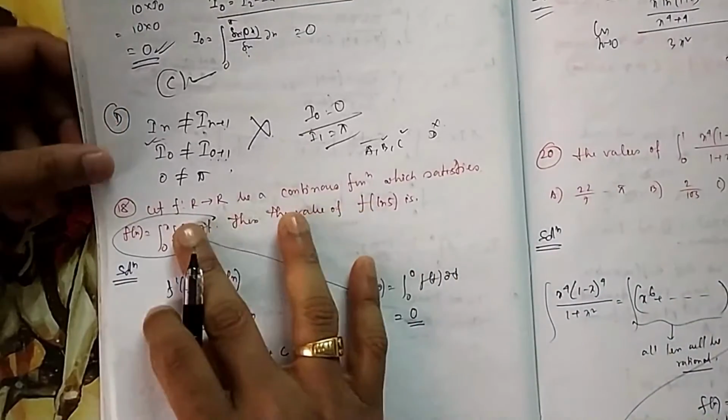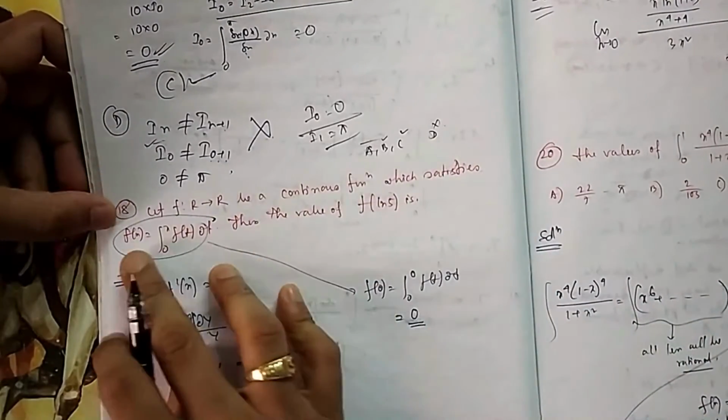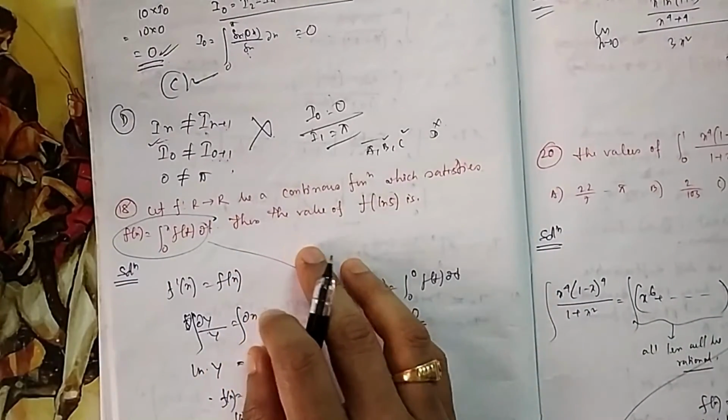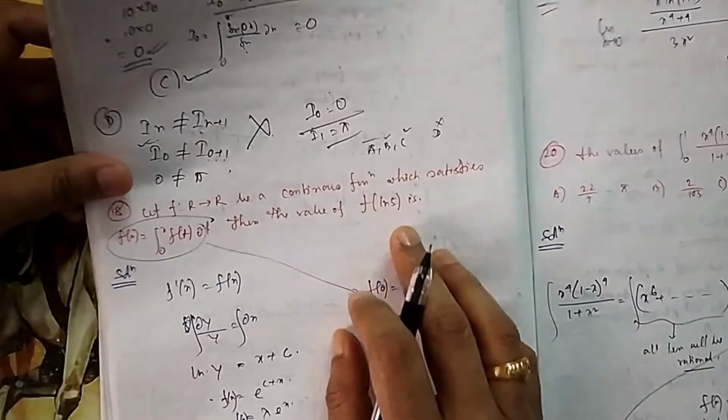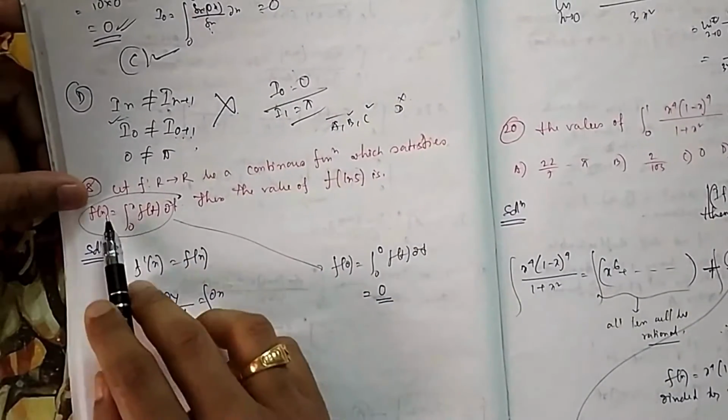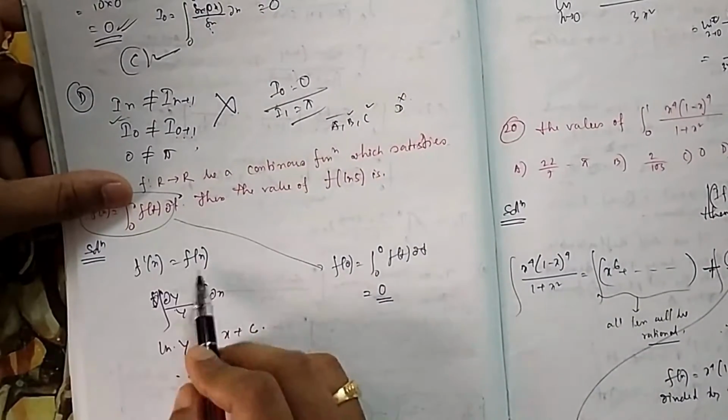Coming to 18, if f from R to R is a continuous function which satisfies this one, then find the value of f(ln 5). Again, what we will do is use Leibniz's rule: if you differentiate, it is f dash and it is f(x).